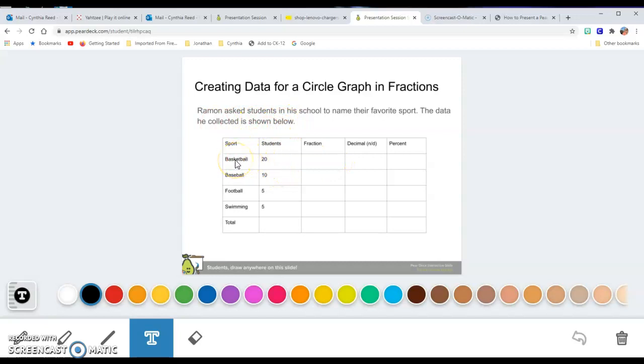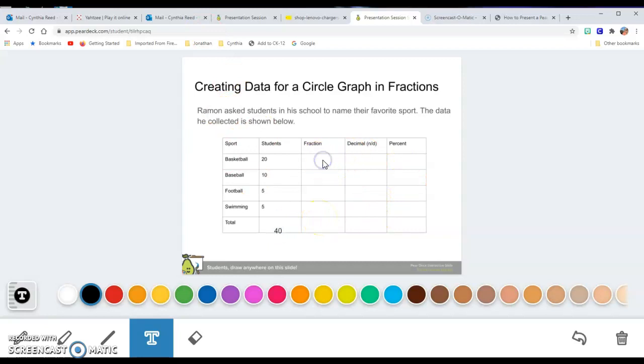So 20 students said their favorite was basketball, 10 said their favorite was baseball, 5 said their favorite was football, and 5 students said their favorite was swimming. So when I add that up, 20 plus 10 is 30, plus 5 is 35, plus 5 is 40. My total is 40 students.